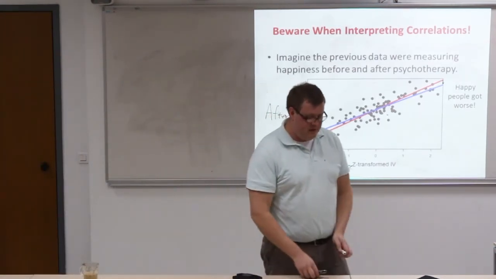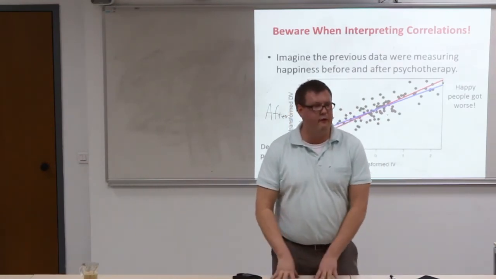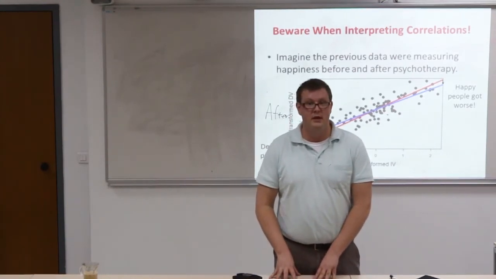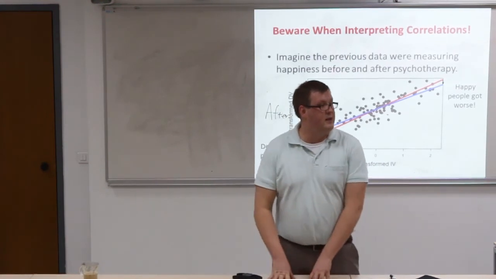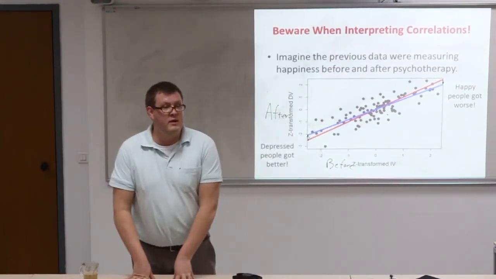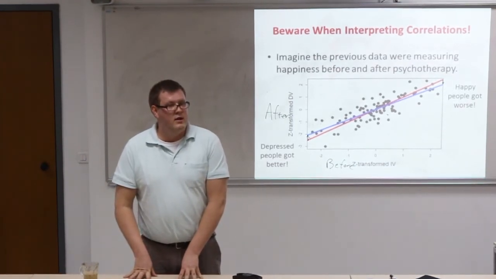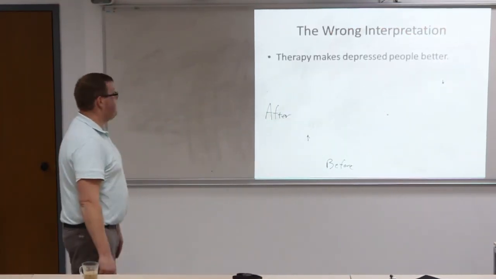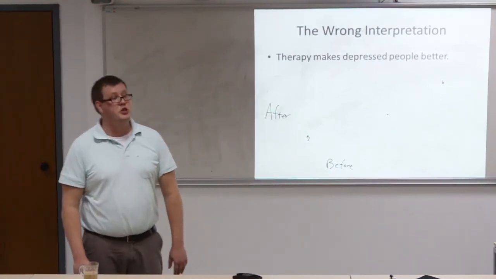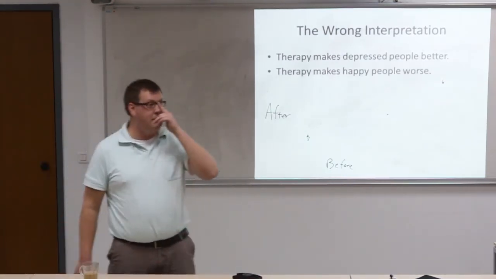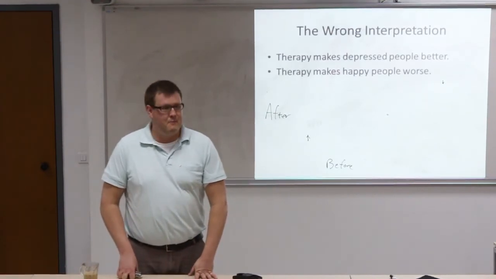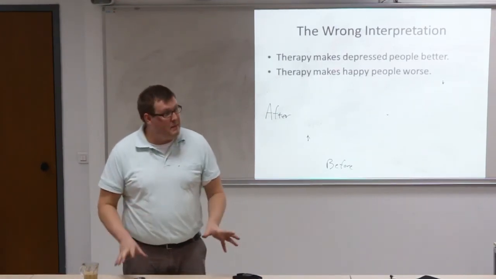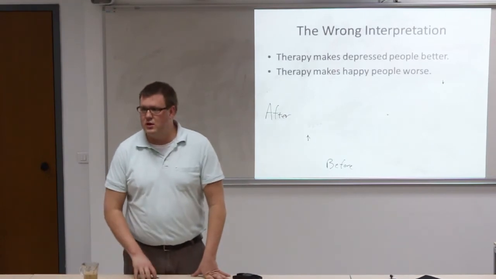So you send a bunch of people for therapy, get their happiness scores before and after, and typically what you will see is that the people that were the most depressed end up not being as depressed later. And the people that were happiest, they end up being less happy later. So people might want to conclude things like, therapy makes depressed people better, so if you're depressed, you should go see a therapist. And therapy makes happy people worse. Right? So if you're happy, don't see a therapist. That's what some people might want to conclude. That is not what you should conclude.